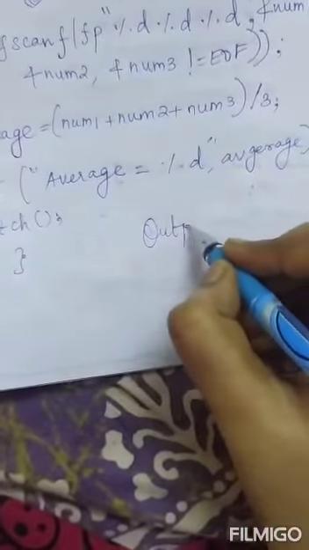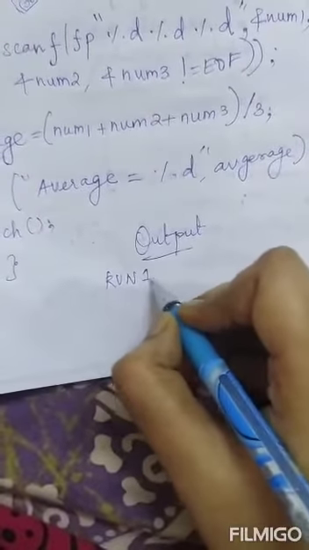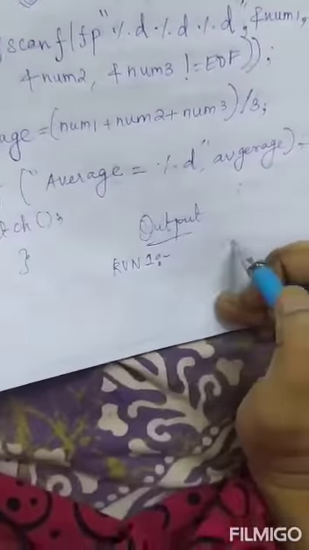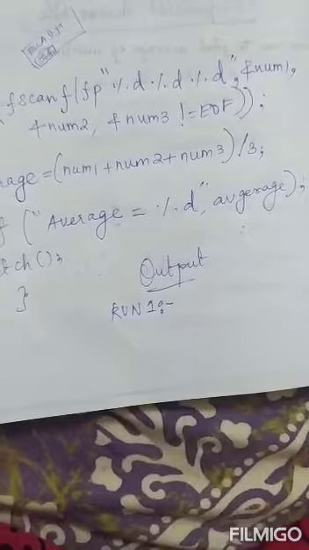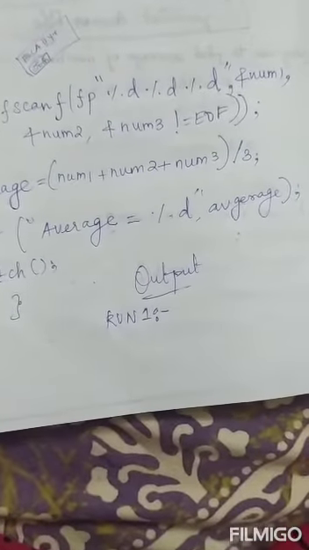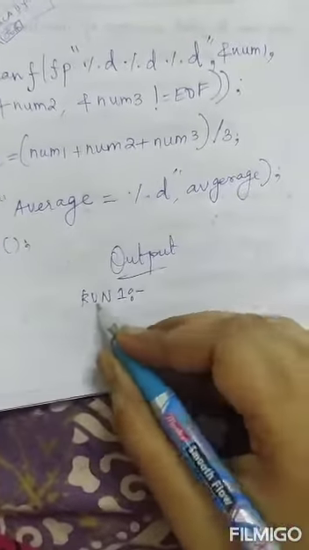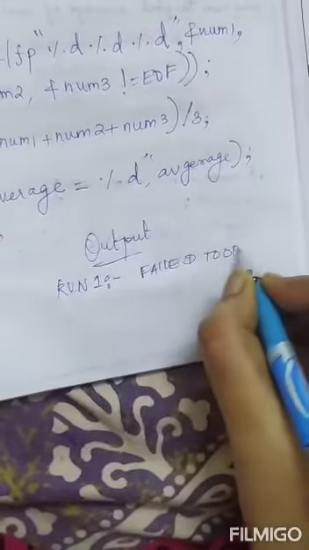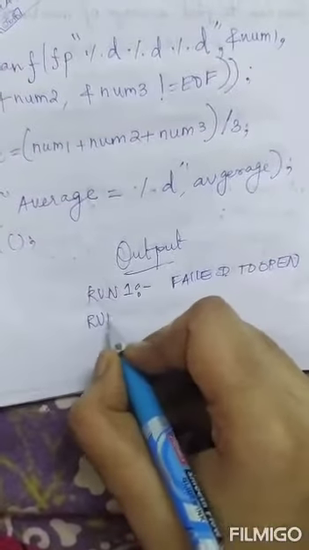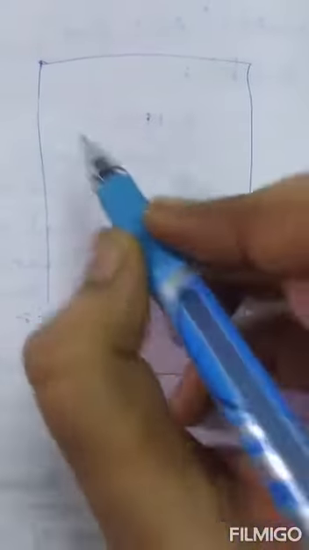Now for my output, I'm running it two times. The first time when I run this program, if the user didn't give any input for these three numbers, just a blank document is opened, the null document, then the output I will get is failed to open. Else, in my second run, for example, I will draw the diagram of how it runs inside that program or document.